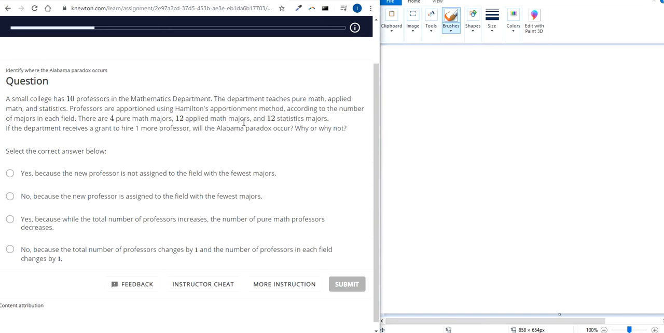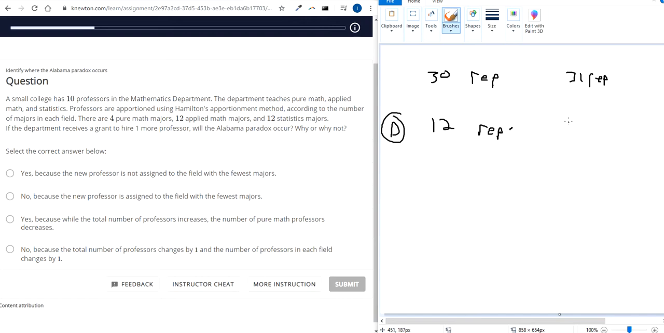So this question refers to the Alabama paradox. The Alabama paradox happens when you increase the number of representatives, and that causes a decrease for one particular district's number of representatives. So, for example, let's say that a previous apportionment said there were 30 representatives, and then District D had 12 of those reps.